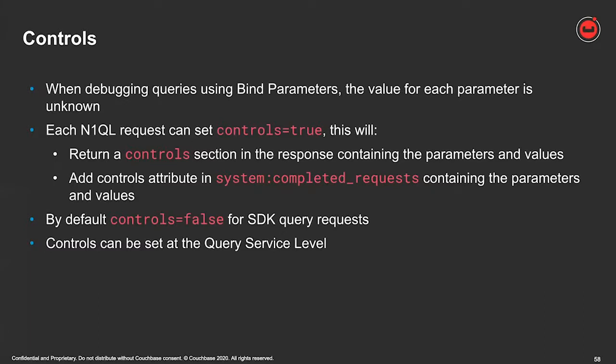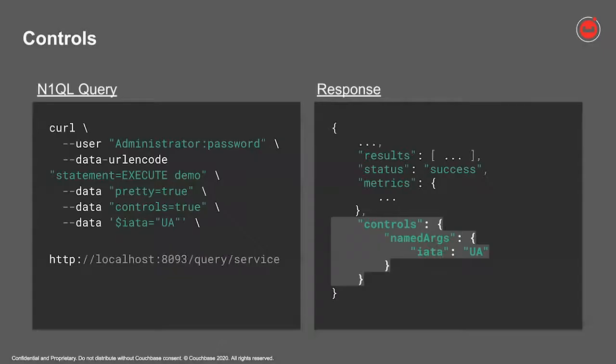When controls is set to true, first, as part of the response of a Nickel query, the query service will send back a controls attribute with the actual values that were passed in. But if we logged that query in system completed request, we'll also store a controls attribute as well. And it'll look something like this.